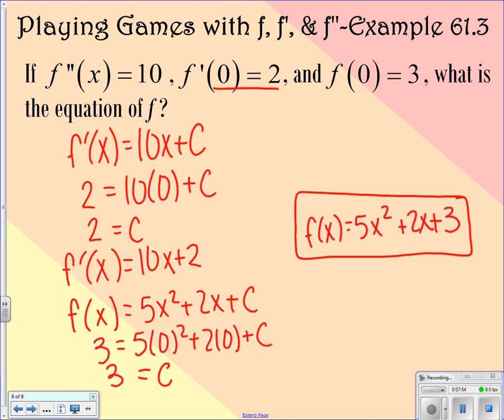So that's what they mean when they say playing games with f, f prime, and f double prime. It's basically just logic problems using your function, a derivative, and then the second derivative. I think they're kind of fun. I don't think they're super duper hard as long as you remember how your function, your derivative, and your second derivative are related. But anyway, hopefully that gives you a little bit of help dealing with your playing games with f, f prime, and f double prime.